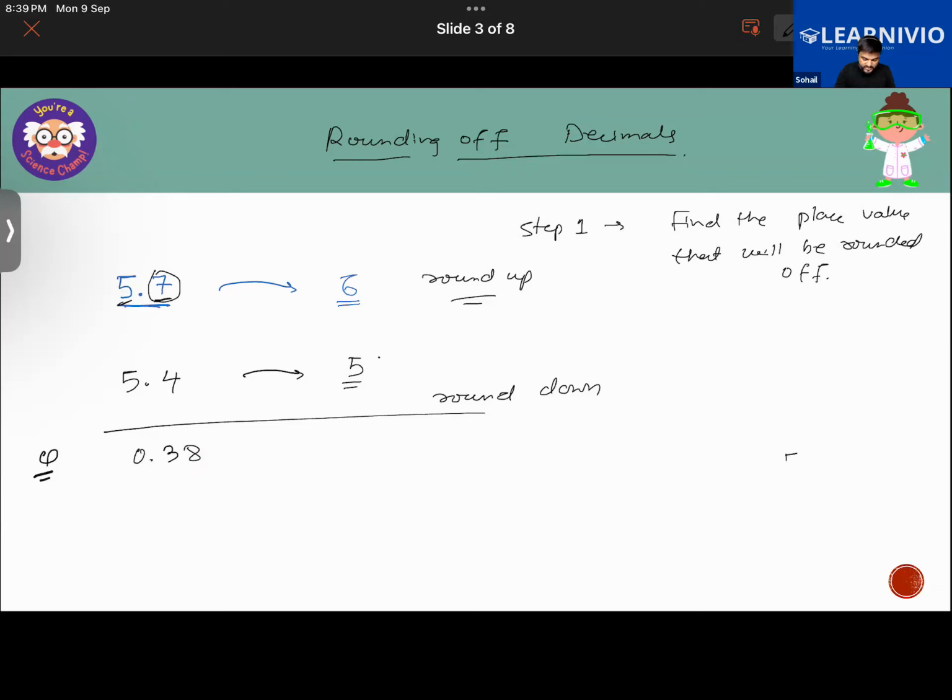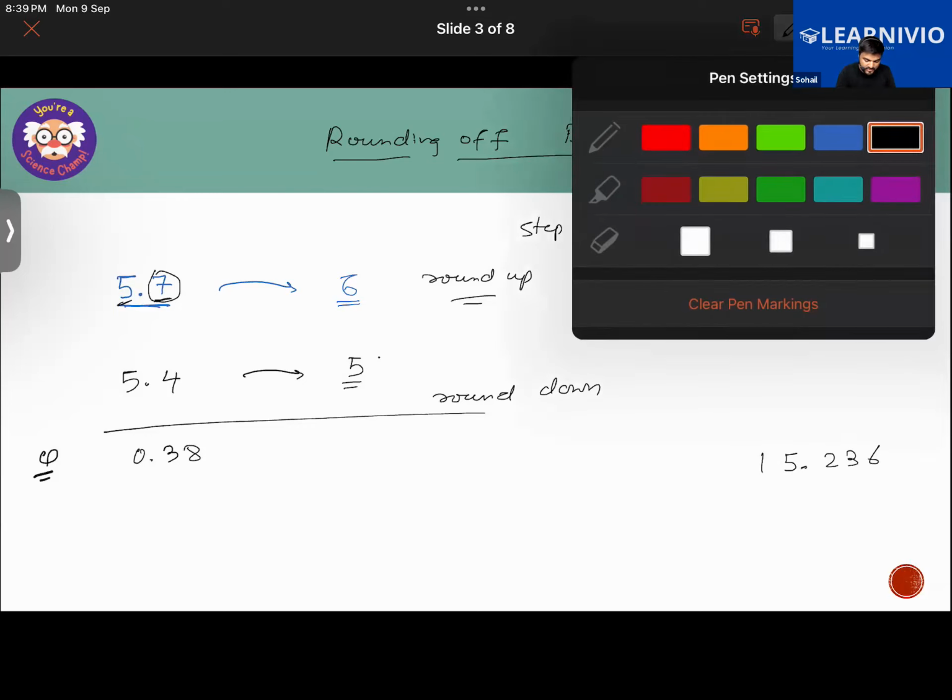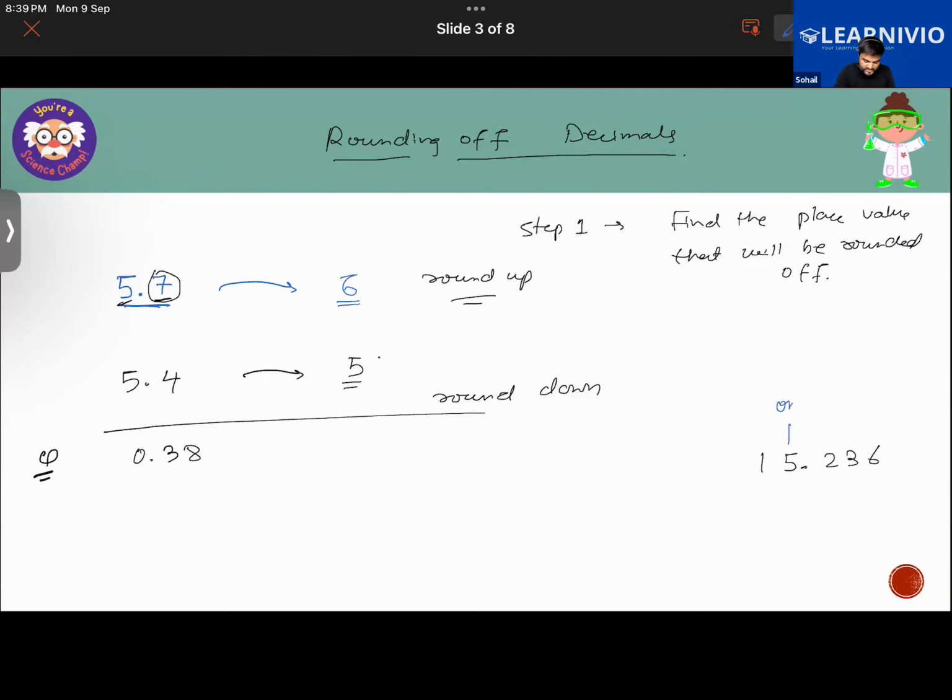Habib and Sumaya, see, you have a number 15.236. Let us say this is the number. This is at the ones place. This is at the tens place. But after the decimal point, you start reading in this manner. This is at the tenths place. And this is at the hundredths place. And this is at the thousandths place. Good. So you know that.